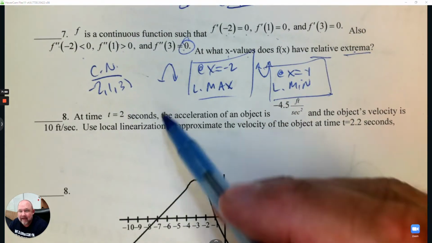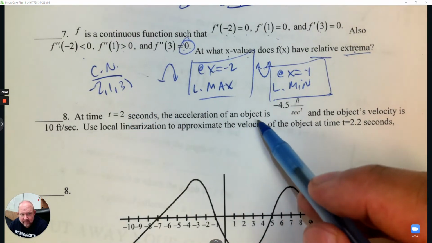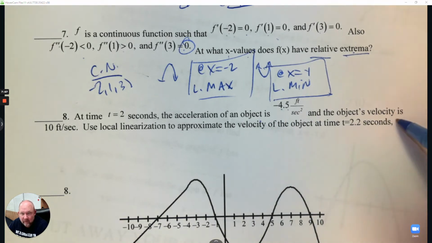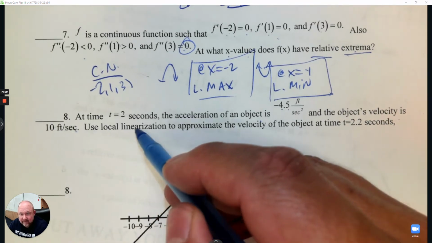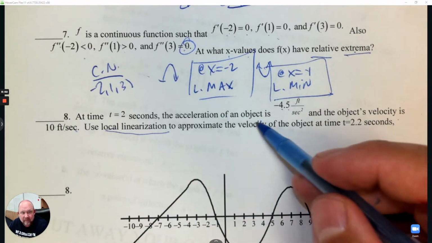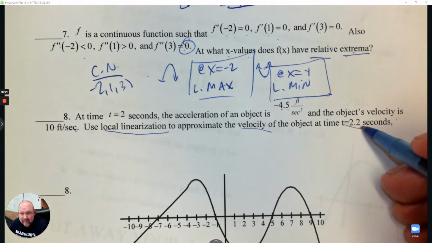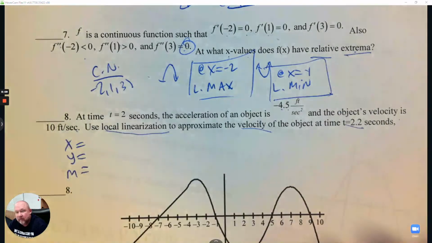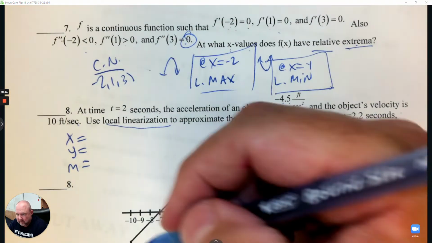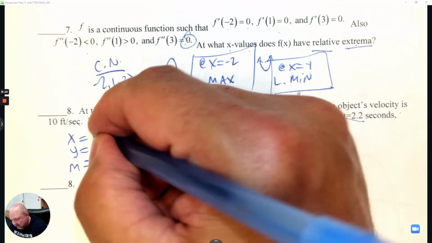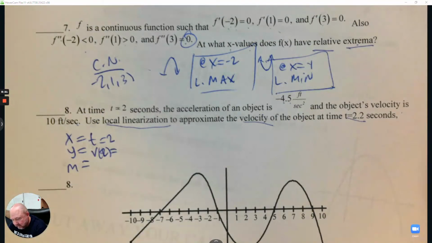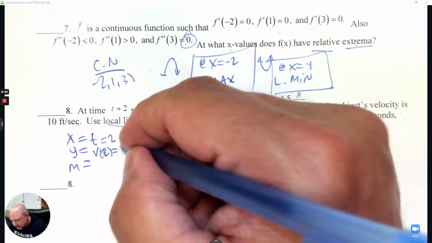Number 8, at time equals 2 seconds, the acceleration of the object is -4.5, and the object's velocity is 10 feet per second. Use local linearization to approximate the velocity at 2.2. So this is very similar to this idea, but we're going to adjust it. Normally we'd want an x value, a y value, and the slope. But in this case, we have a t value, which is 2. Instead of y, we have velocity. And the velocity at 2 is 10.